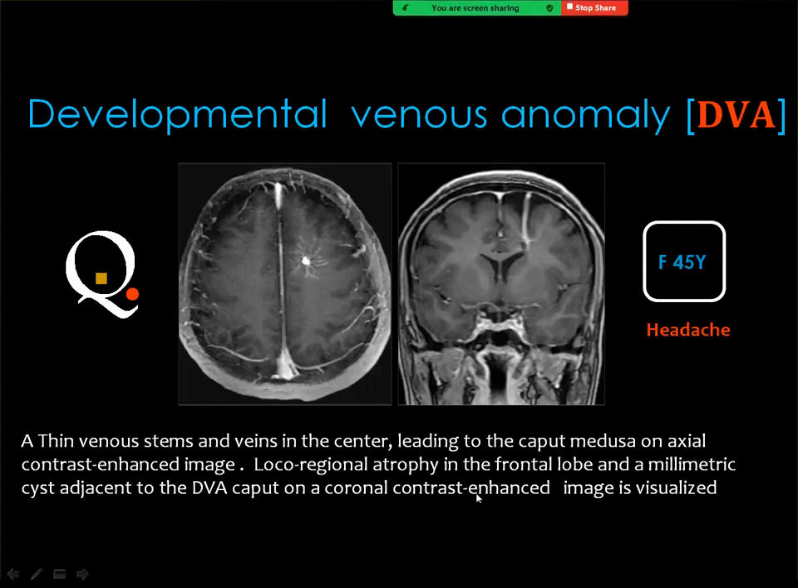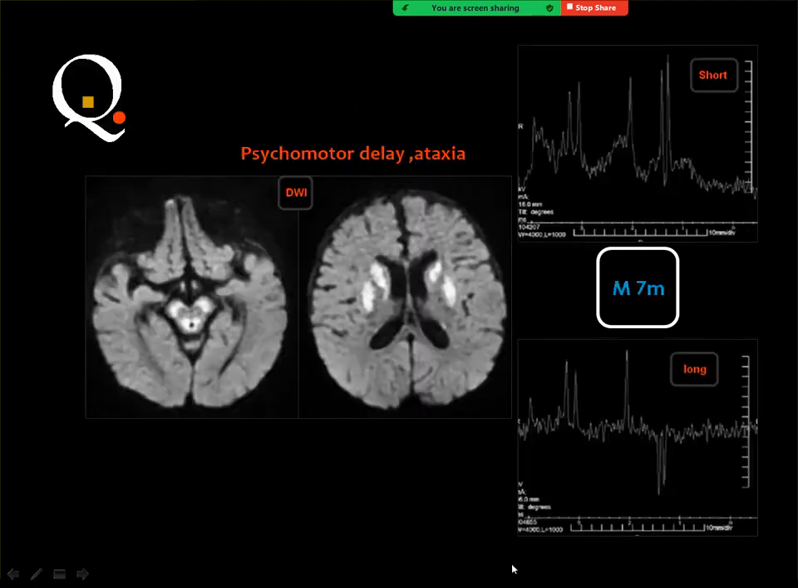diagnosed as arteriovenous malformation, because if you surgically remove this lesion, or if you try to embolize, you will damage the normal brain and you got an infarction. This is a normal variant.